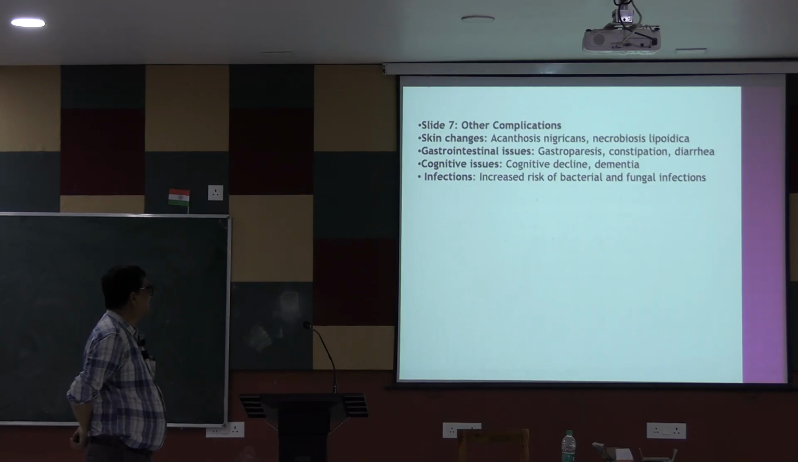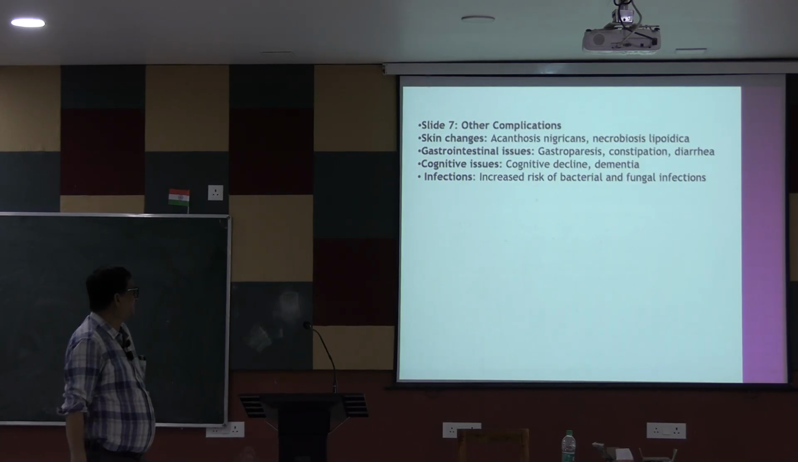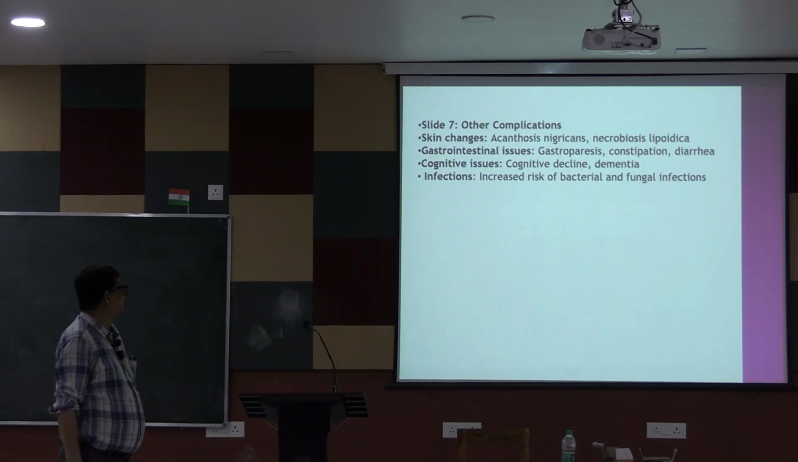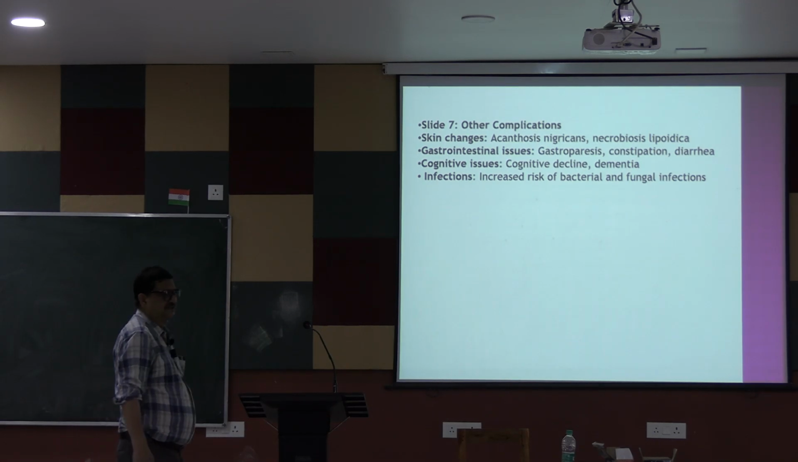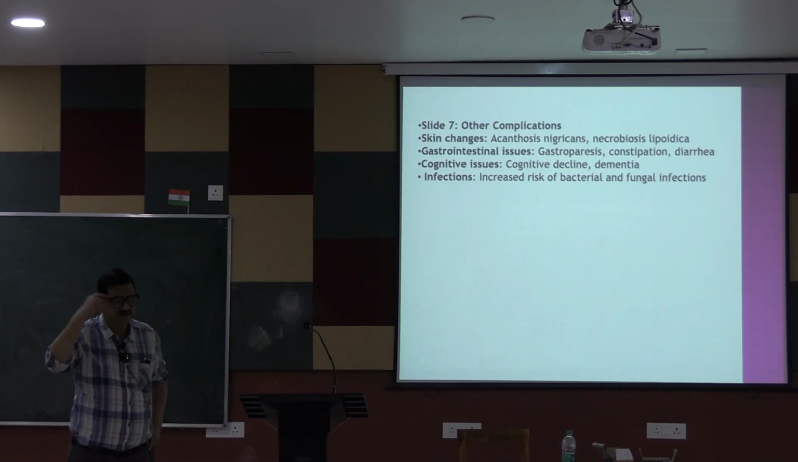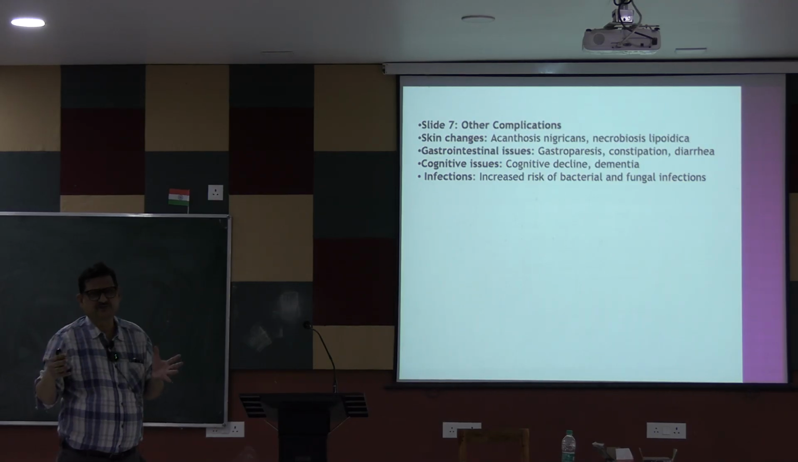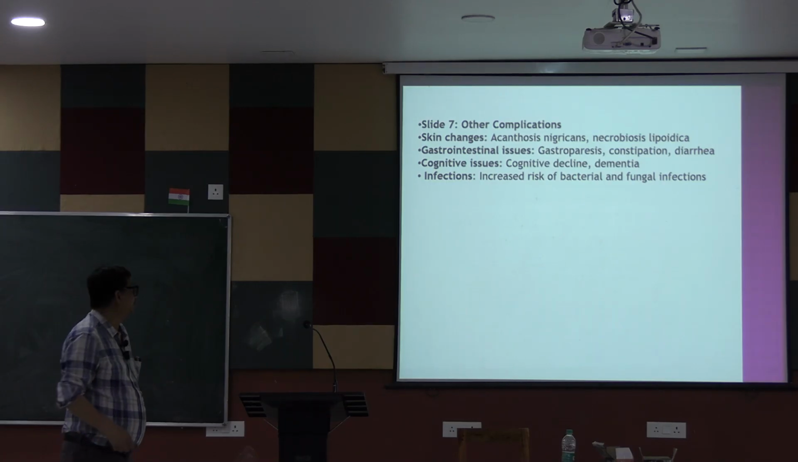Other complications: skin changes, acanthosis nigricans, necrobiosis lipoidica, gastrointestinal issues, gastroparesis, constipation and diarrhea, cognitive issues or cognitive decline, dementia. Similarly to the heart or brain, the vascular supply of the white matter is also gradually reduced. So, there are cognitive deficiencies, and ultimately early dementia may be a feature in diabetes.